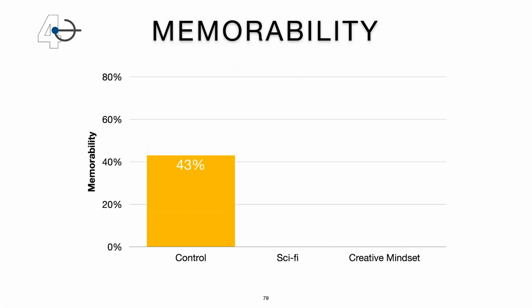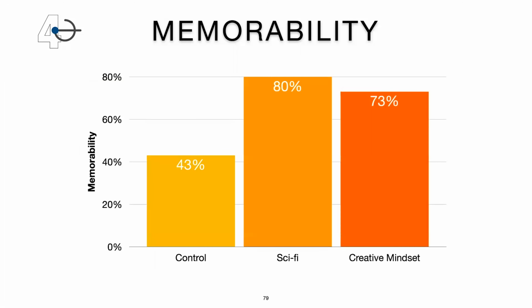week. As far as the results of the memorability study, only 43% of the gestures in the control gesture set were remembered correctly, 80% of the sci-fi ones were remembered correctly, and 73% of the creative mindset were actually remembered correctly. And those differences were also statistically significant.